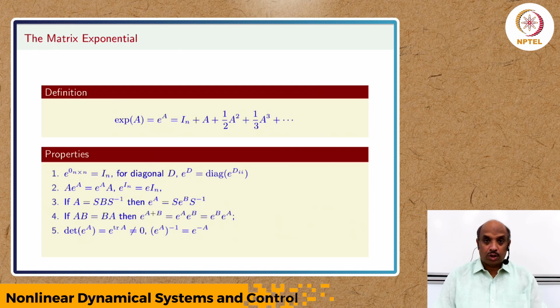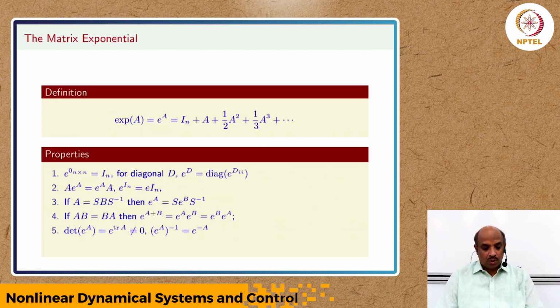Another very important and interesting property is that the determinant of e power A happens to be the exponential of the trace of A. Trace of A, if you recall, is the summation of all the diagonal terms. So this essentially shows that the determinant of e power A is never going to be 0, because that's equal to e power some number, and e power some number is never 0.